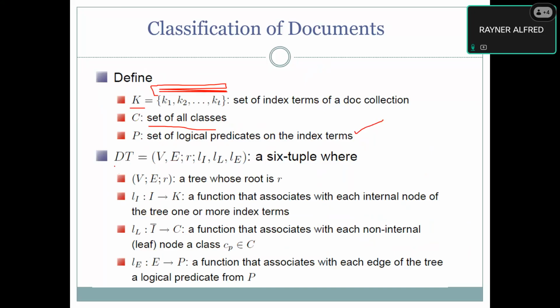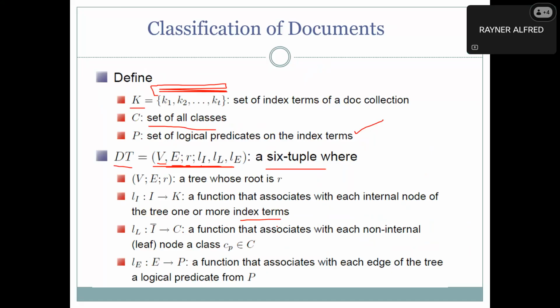So the decision tree that we have will have 6 tuple. So of course you have the vertex, you have the edges, you have the root, you have the function, and this is the keyword that we use to move in the tree, and also we have the class, and also we have the function that associate with each edge of the tree logical predicate of P. So this one is, we want to show where should the document go, left or right, depending on what value they have for the index term that we have.